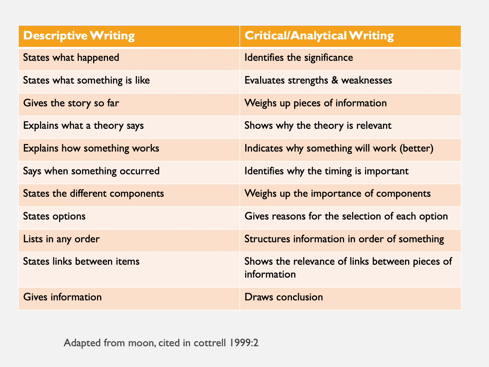Instead of stating the different components, it weighs up the importance of each component and can justify these. Instead of stating options, it gives reasons for the selection of each option. Instead of listing things in any order, it structures information in order. Instead of stating links between items, it shows the relevance of these links between pieces of information. Instead of just purely giving information, it draws conclusions.